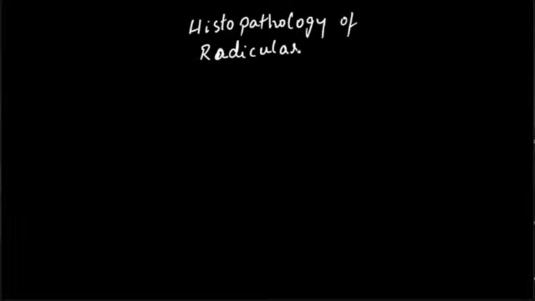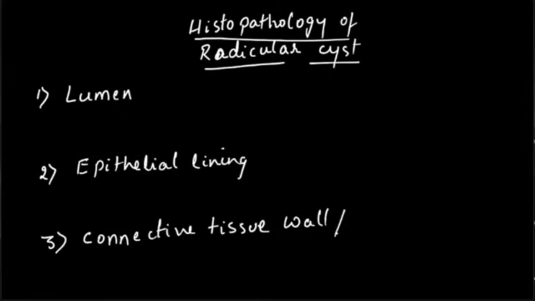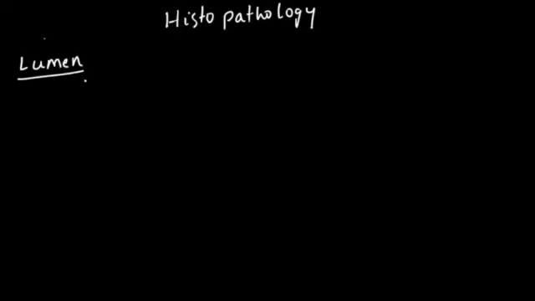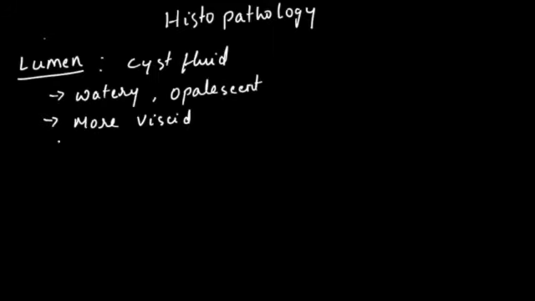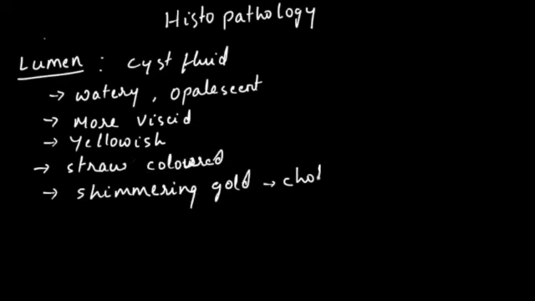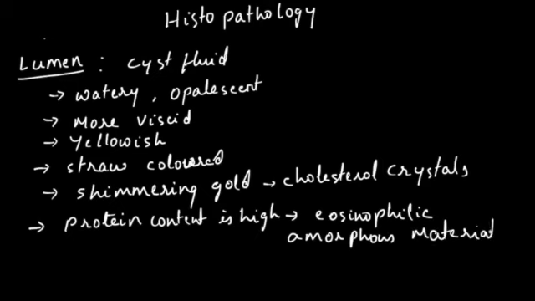Now coming to the histopathology of radicular cyst. Just like any other cyst, it will have three components: a lumen, the epithelium lining it, and third the connective tissue wall or the capsule. Let's start with the lumen. The lumen contains the cystic fluid which can be watery or opalescent, more viscid in some cases, yellowish or straw colored fluid, sometimes shimmering gold in cases where cholesterol crystals are present inside, and the protein content of the cyst is high, which will be seen as eosinophilic amorphous material in an H and E stained section.